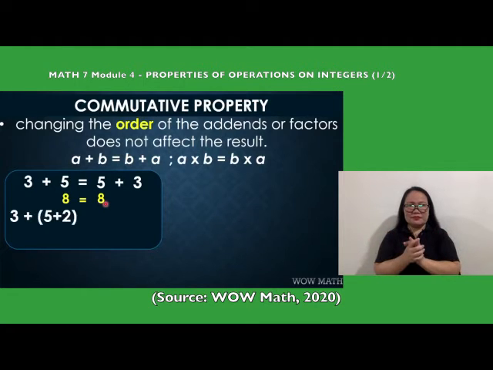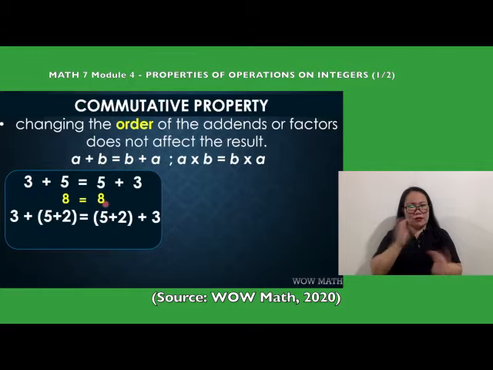Another example, I have 3 plus the quantity of 5 plus 2. So, paano natin to gagawing commutative property? Etong 5 plus 2, since naka-group siya, ilalagay lang natin siya dun sa unahan, and then si 3, ililipat naman natin siya sa kabila.